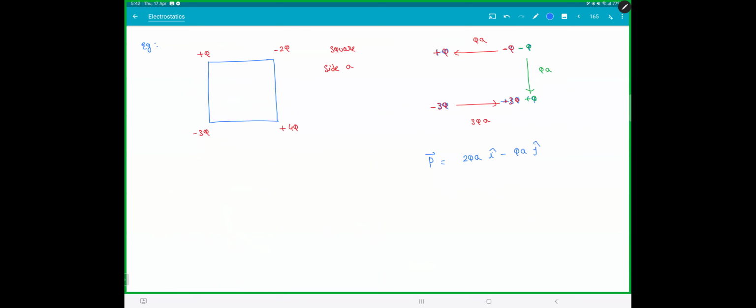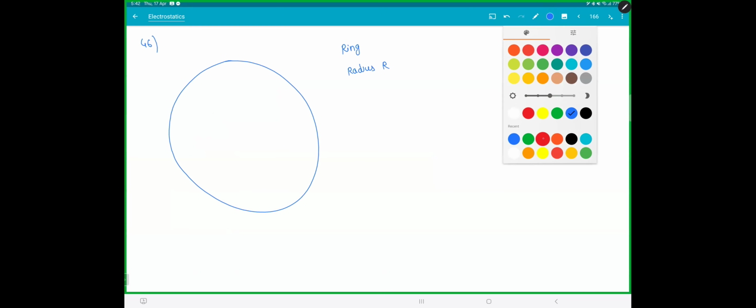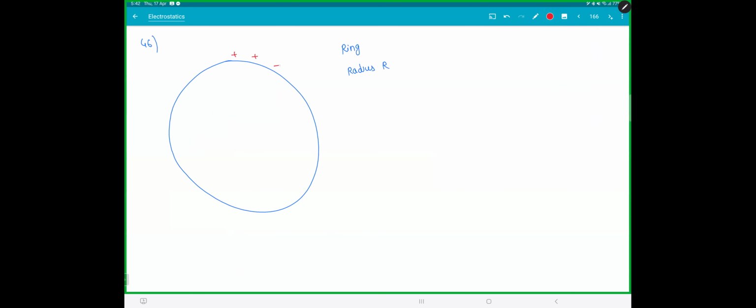Now, find for this thing then. What if you have a shape like this? We've got a ring of radius r, and let's say the right half is positively charged, lambda, and the left side is negatively charged, minus lambda. Find the dipole moment of the ring.